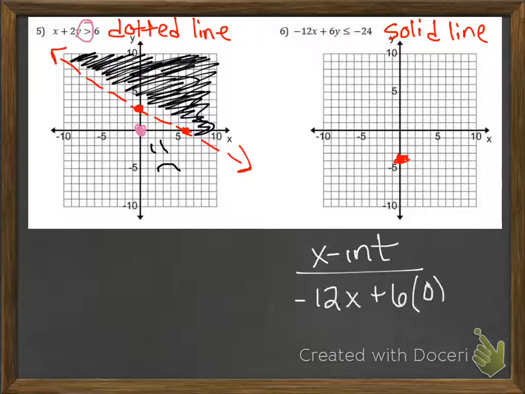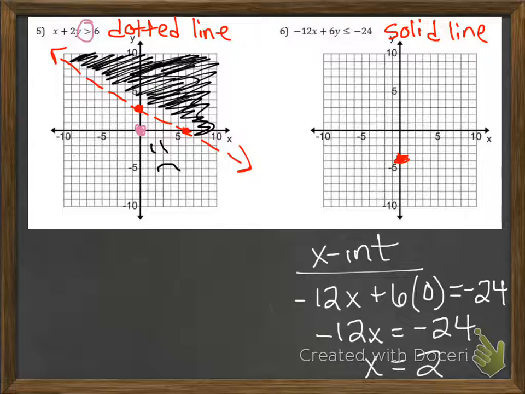We'll find the x-intercept next by plugging in 0 for y. Solve for x, and that gives us x is equal to 2. There's another point that we can put on our graph. This time we're going to connect those 2 points with a solid line.